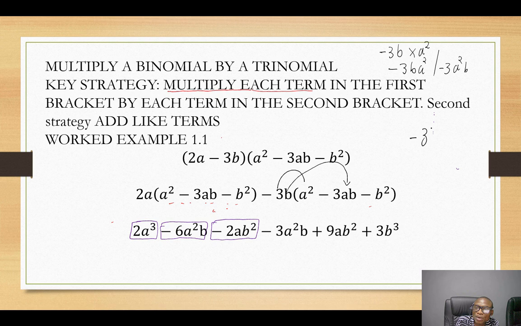Minus 3b is going to be multiplied with minus 3ab. We know that negative times negative is positive. So when I multiply negative with negative, my answer is positive. So the result is going to be positive. Actually, negative 3 times negative 3 is positive 9. So it's 9a, this a here, and b times b is b squared.